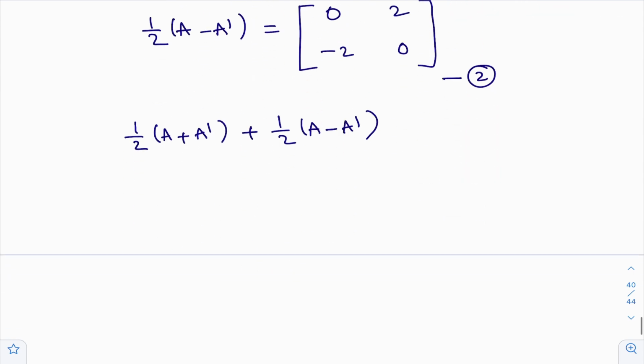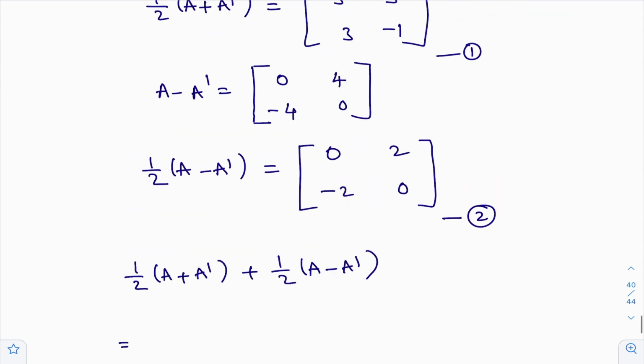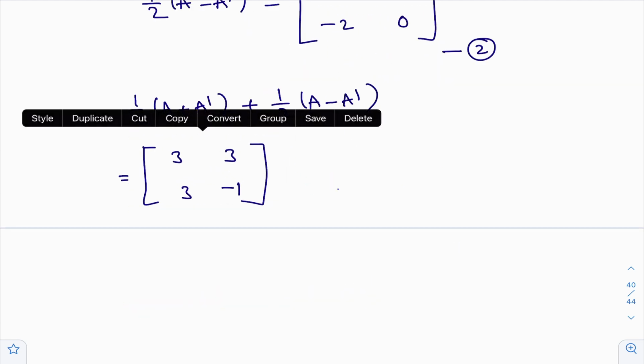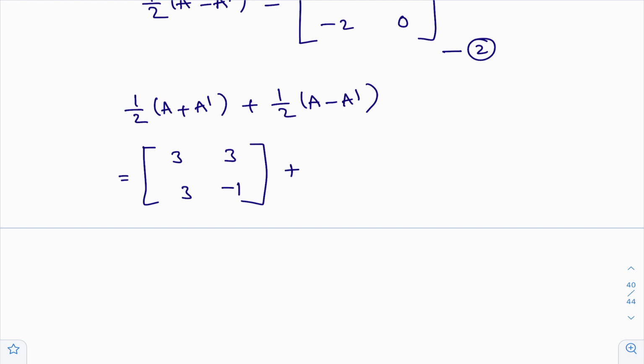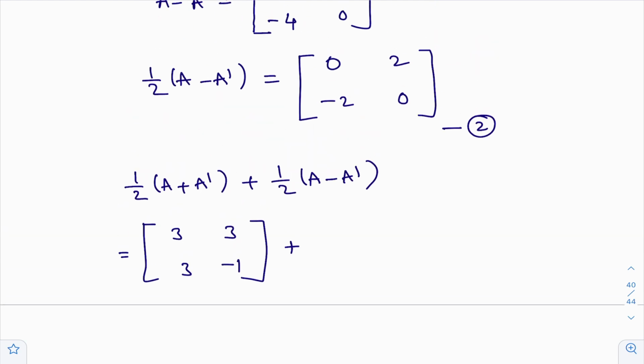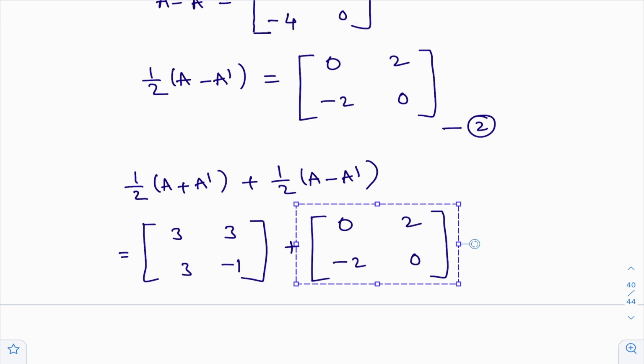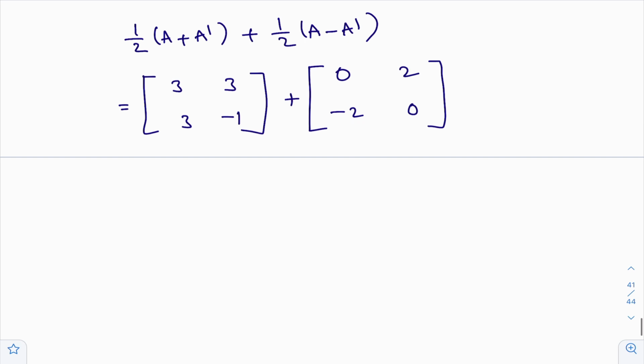Okay. Now I'll add these two matrices. Half into A plus A dash, what you got here, plus half into A minus A dash. Now just add these two matrices. What will you get? 3 plus 0 is 3. 3 plus 2 is 5. 3 plus minus 2, that is 1. Minus 1 plus 0, that is minus 1. Okay.